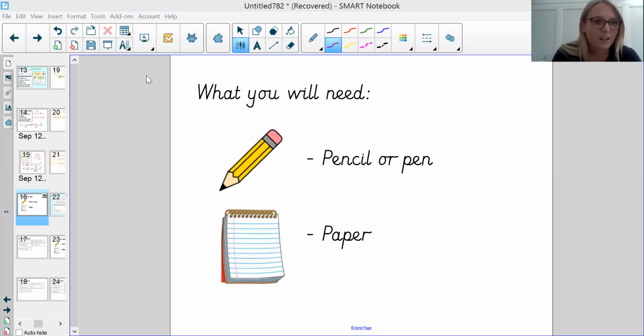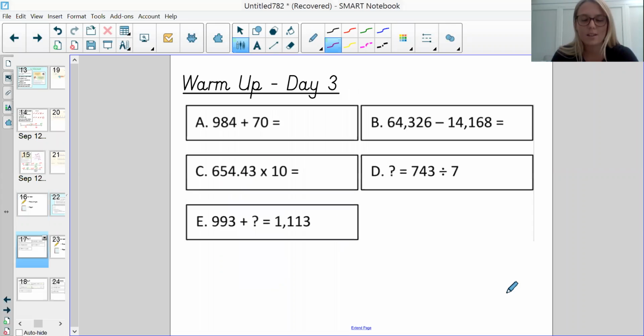Right, so warm up. Day 3, you have 5 questions again to have a go at. What I want you to do is pause the screen, give yourself maximum 5 minutes to have a go at these 5 questions, and then join me back in a second and we'll go through the answers together. Good luck. Pause me now, have a go. Lovely, let's look at the answers then.